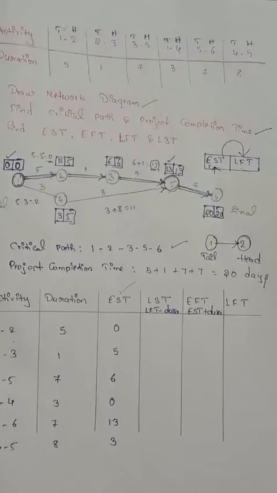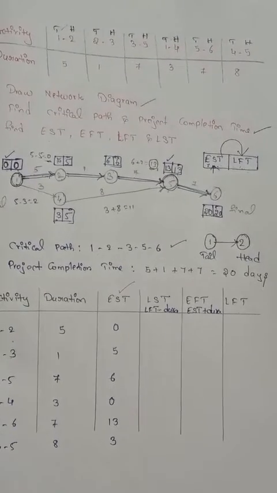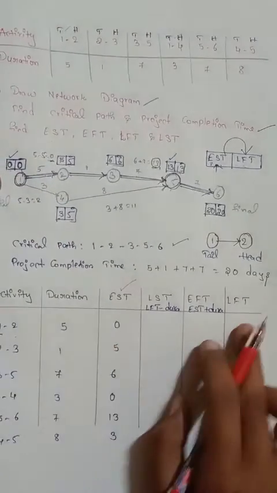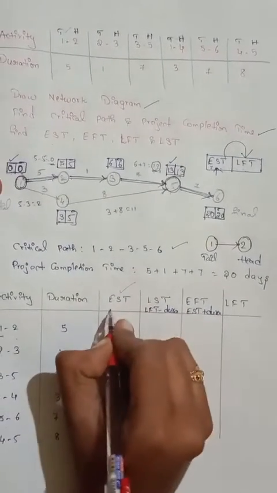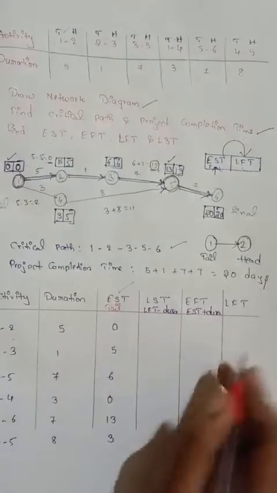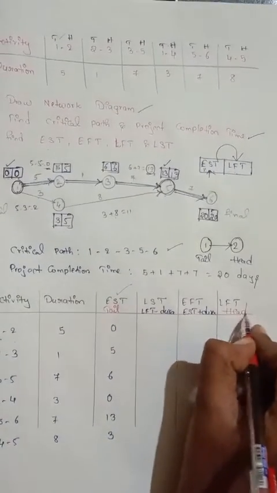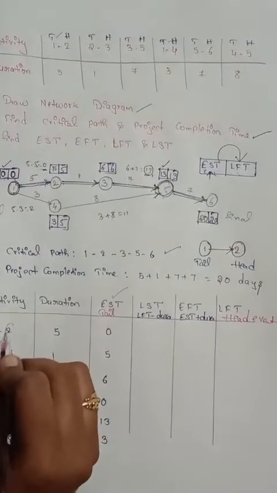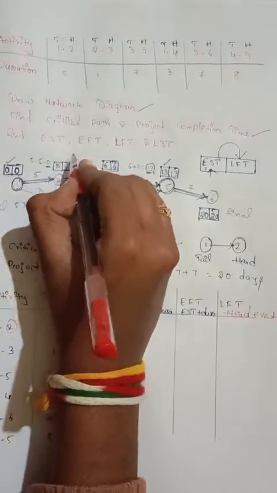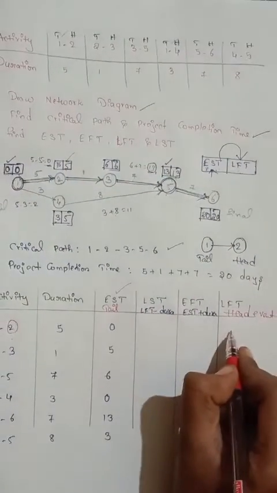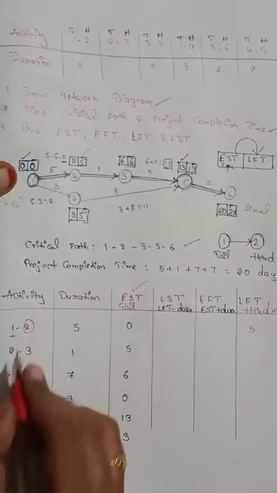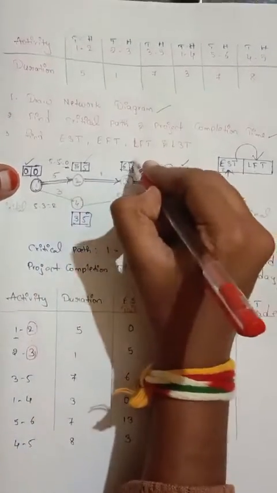So here what you need to see is from 1 to 2, what is the LFT value, guys? For EST you need to check the tile, and for LFT you need to check the head. For the head event you need to check the LFT value. From 1 to 2, head is 2. For 2 what do we have? LFT value as 5. So just write it here. From 2 to 3, what is the head, guys? 3 is the head. So for 3, what is the LFT value? 6.